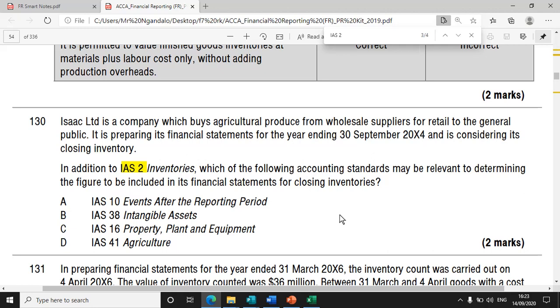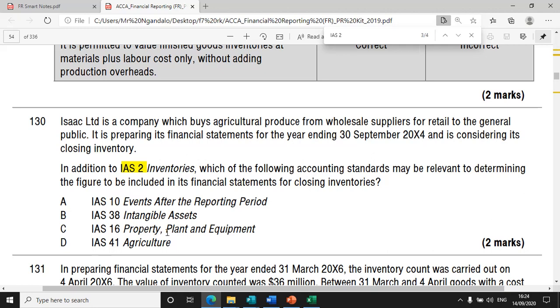Isaac Limited is a company which buys agricultural produce from wholesaler suppliers for retail to the general public. It's preparing financial statements for that year and is considering closing inventory. In addition to IAS 2 Inventories, which of the following accounting standards may be relevant to determining the figure to be included in its financial statements of closing inventory? I think it's straightforward. It's supposed to be D there. Let's check. Is that a D?